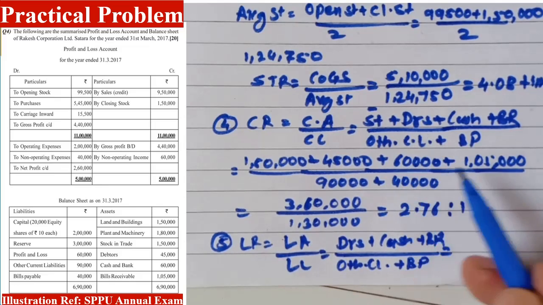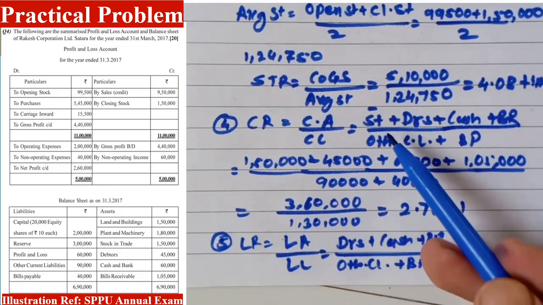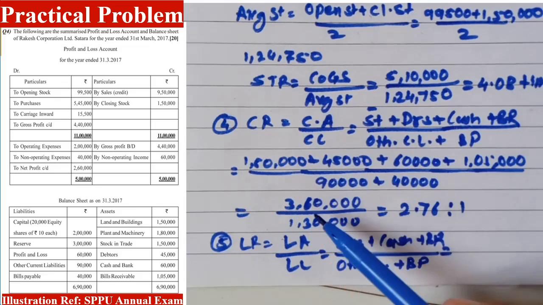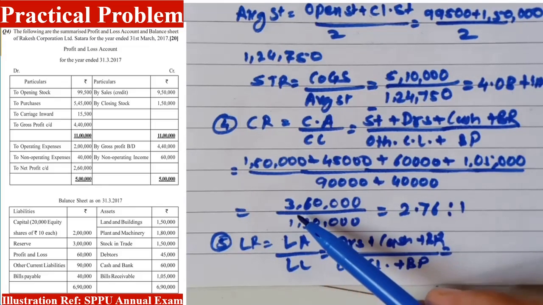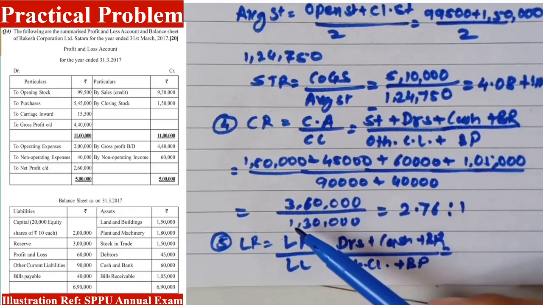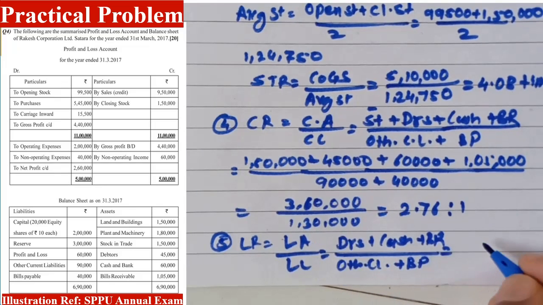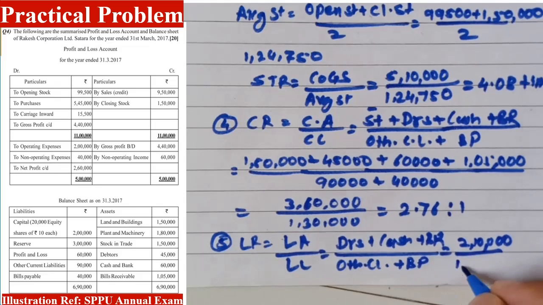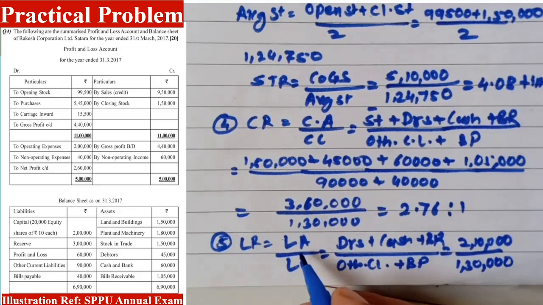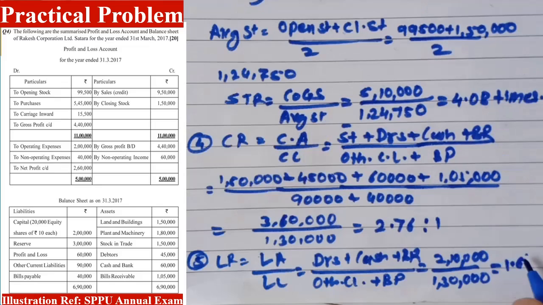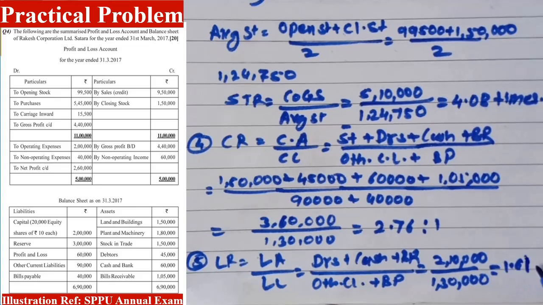Now, out of the above amount 3,60,000, the value of stock is 1,50,000. So if we remove 1,50,000 from 3,60,000, that becomes 2,10,000. And current liabilities and liquid liabilities are the same, so the total remains 1,30,000. Therefore, liquid assets upon liquid liabilities becomes 1.61:1. So that's all.